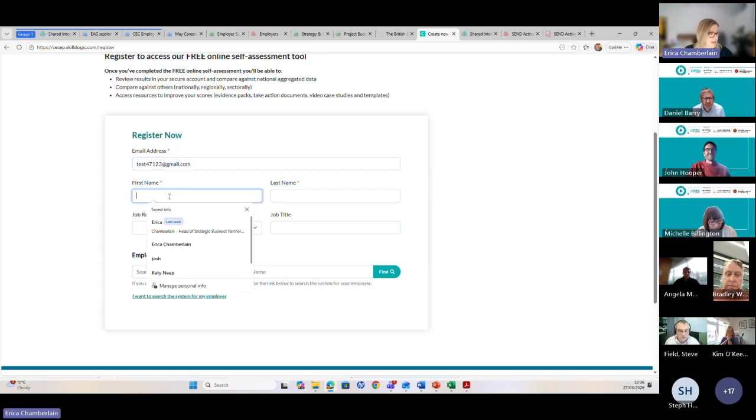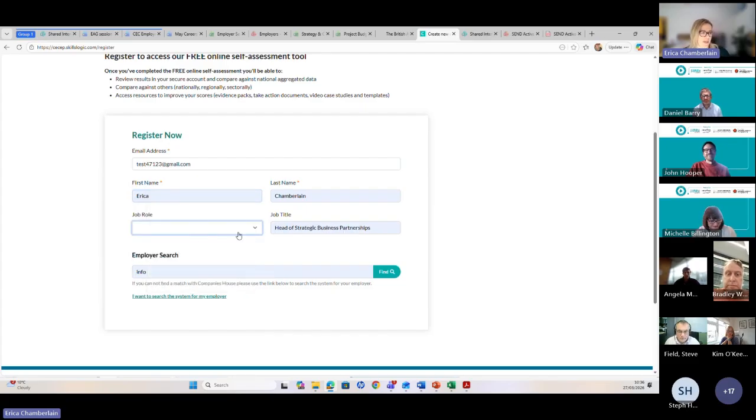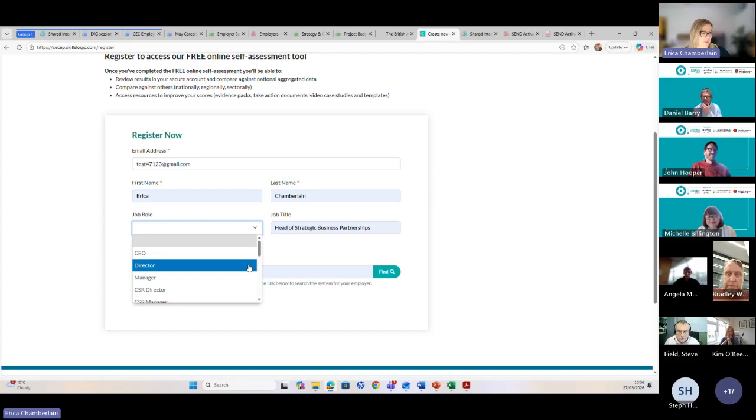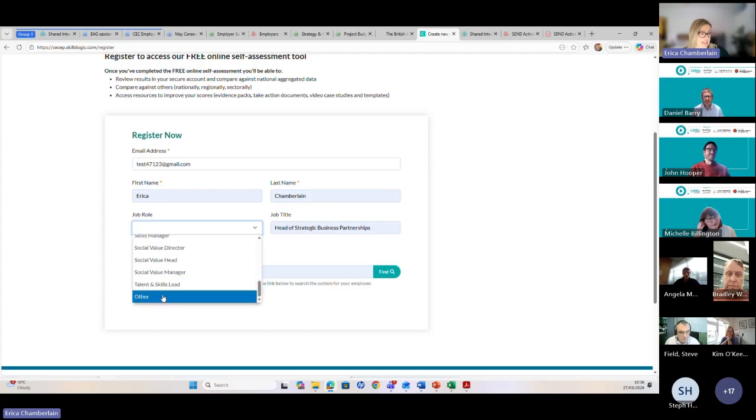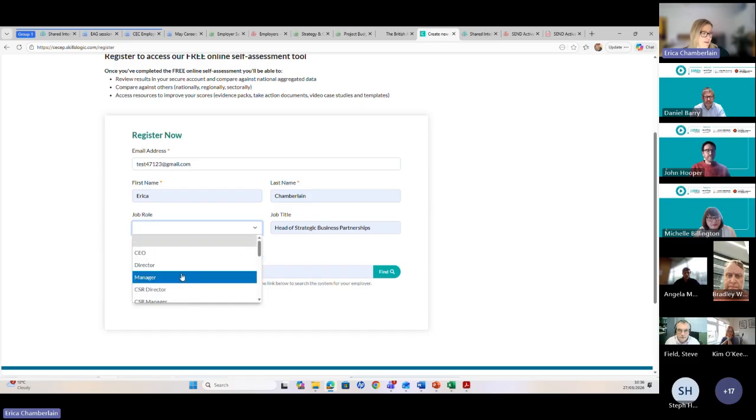You should be able to put your email address in, and your first and last name, your job title, and then your job role under here. Hopefully there would be one there you might fit into, and if there isn't, there's always the other box as well. But you can see here the people who fill this in are often from these roles. So I'll just stick that in there.